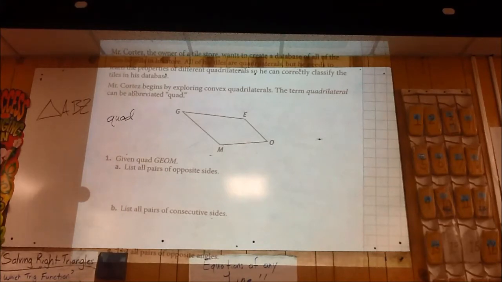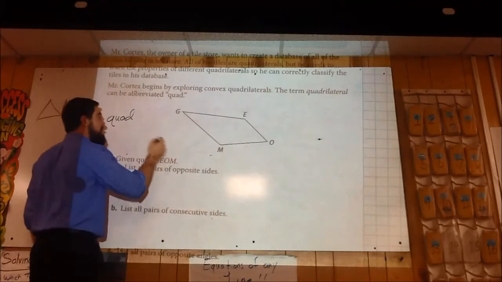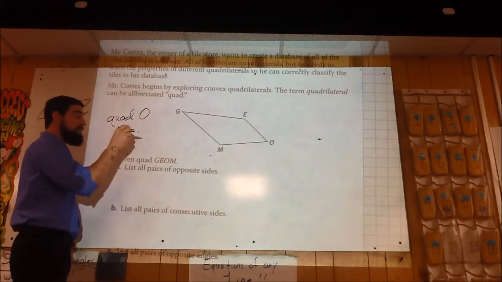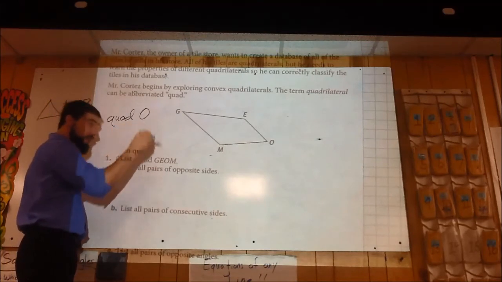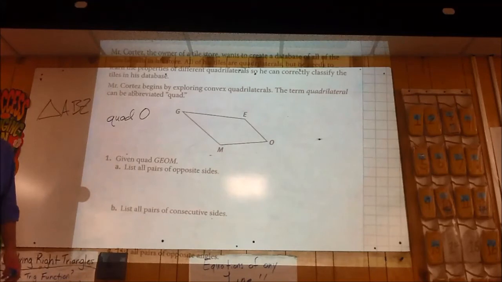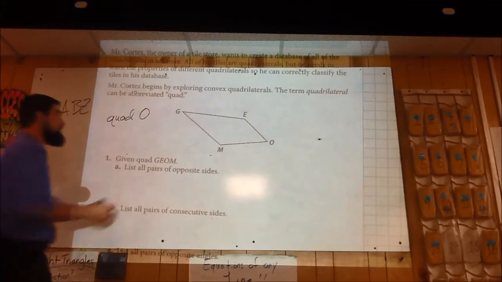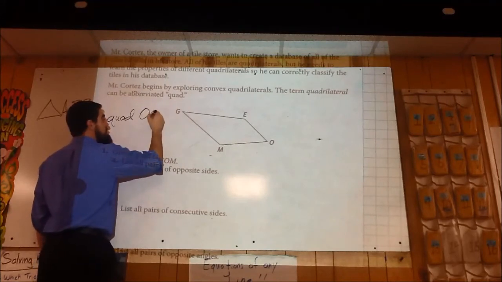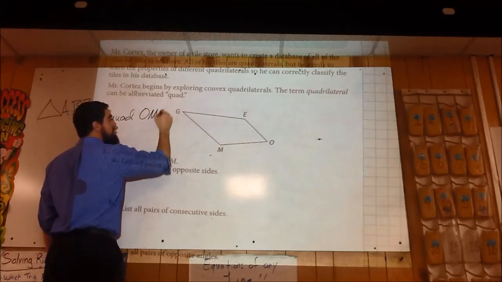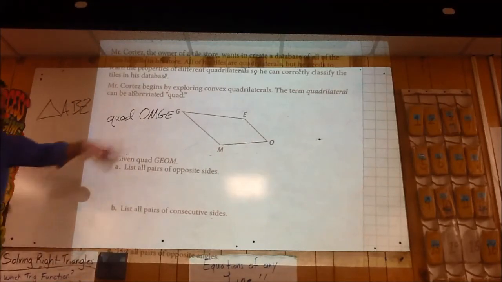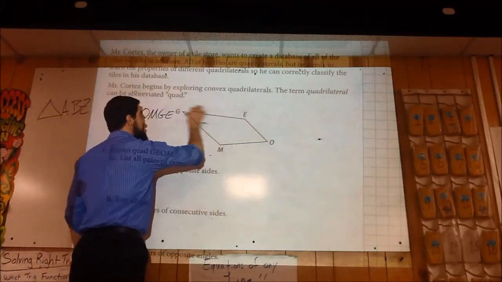You need to start with one of the vertices. It does not matter. So let's pick O, and then you either need to go clockwise or counterclockwise, listing off the consecutive vertices. So if I wanted to start at O and name this going clockwise, it would be quadrilateral OMGE. Or you can name it the other way. It could be quadrilateral OEGM.